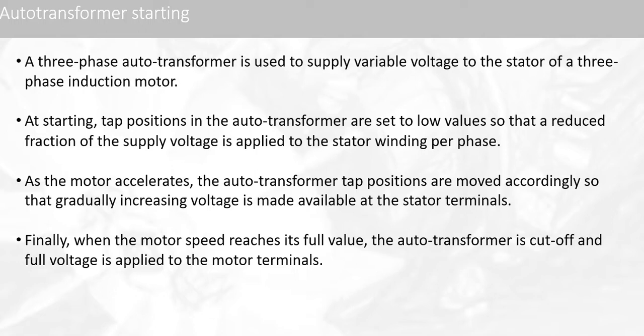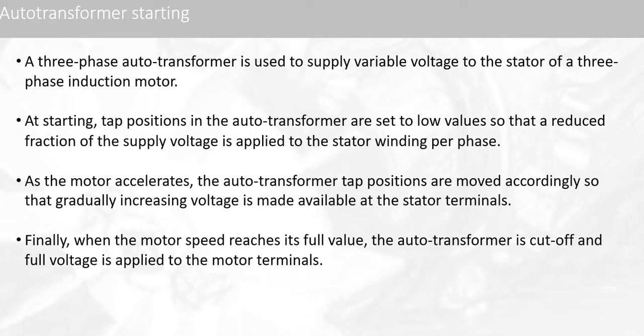In this method, a three-phase auto transformer is used to supply a variable voltage to the stator of a three-phase induction motor. At starting, the three-phase auto transformer is kept in the minimum position. Whenever I vary the auto transformer, the voltage is built up slowly.